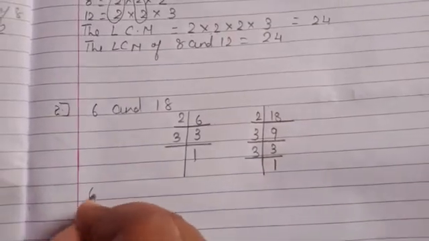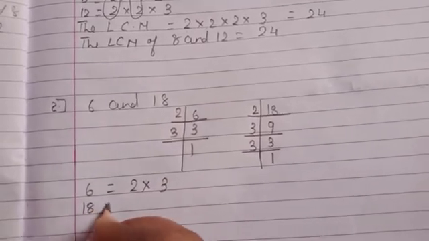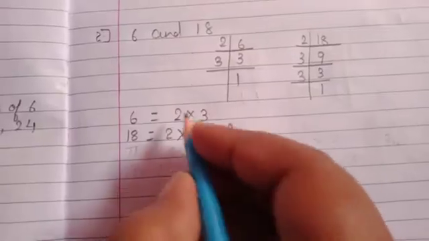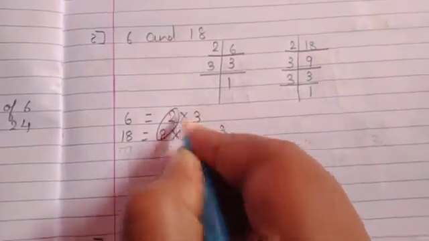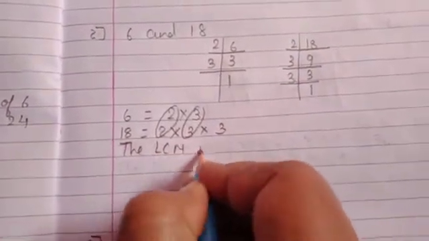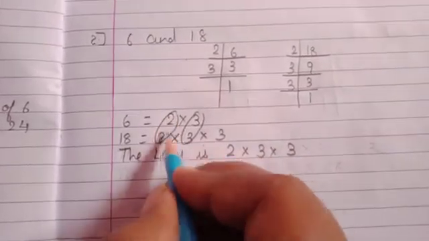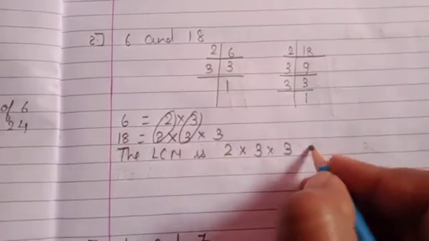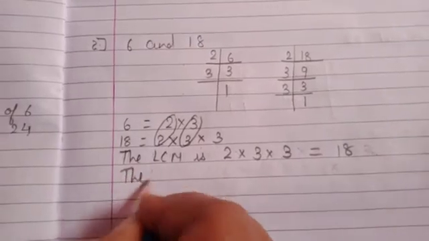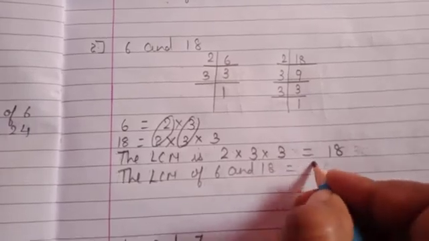Now we have to write the factors of 6. 2 multiplied by 3. Now factors of 18. 2 multiplied by 3 multiplied by 3. Now the common factors are 2 and 3. So the LCM is 2 multiplied by 3 multiplied by 3. The common factors we will write one time, and the left factor is 3. So 2 threes are 6, 6 threes are 18. The LCM of 6 and 18 is 18.